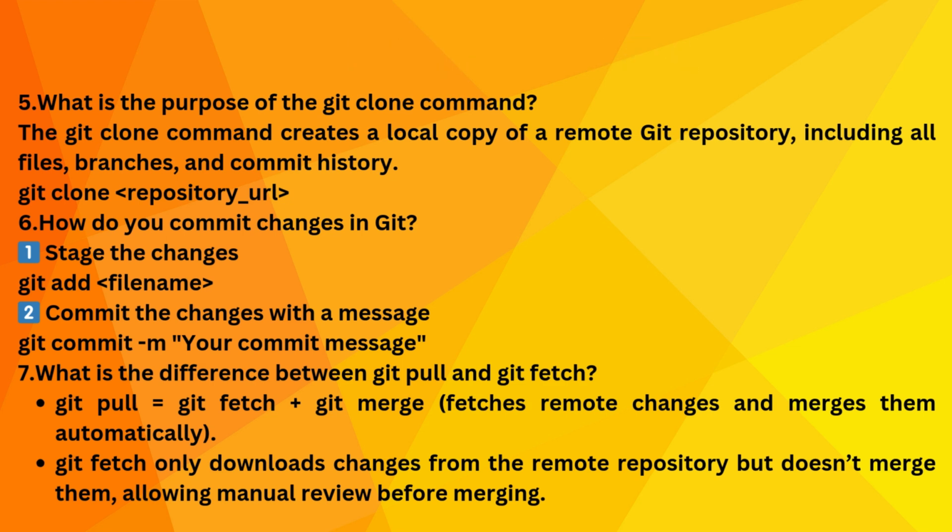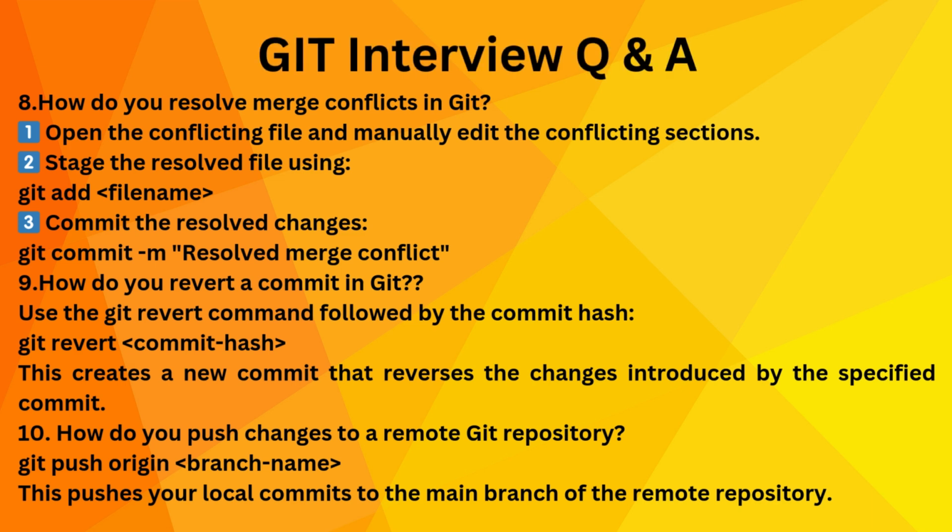How do you resolve merge conflicts in Git? Open the conflicting file and manually edit the conflicting sections. Stage the resolved file using git add file name. Commit the resolved changes using git commit -m "resolve merge conflict".